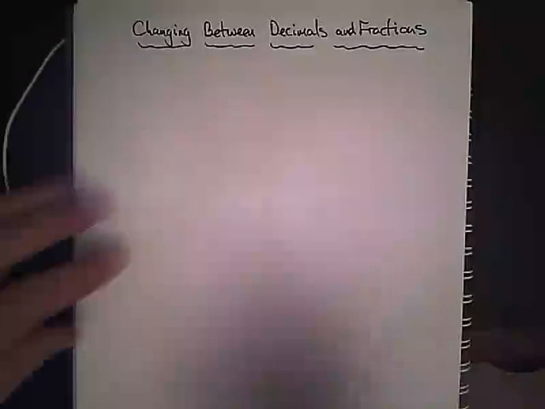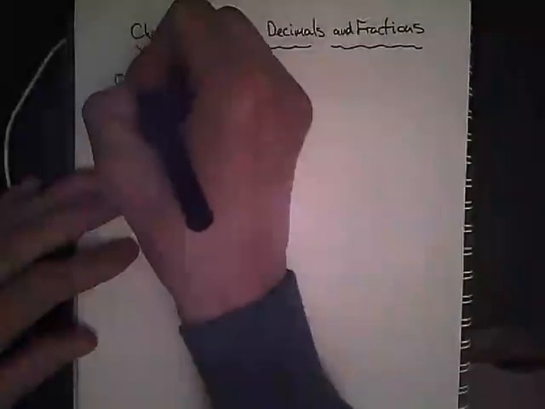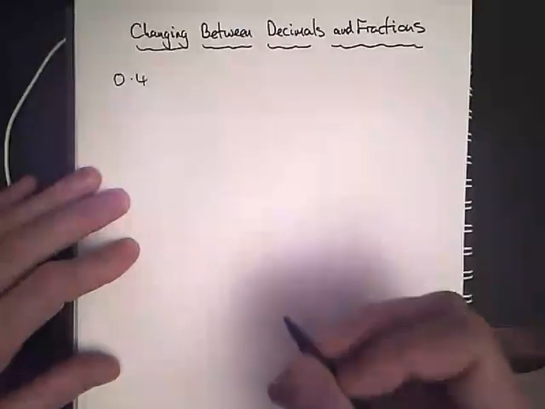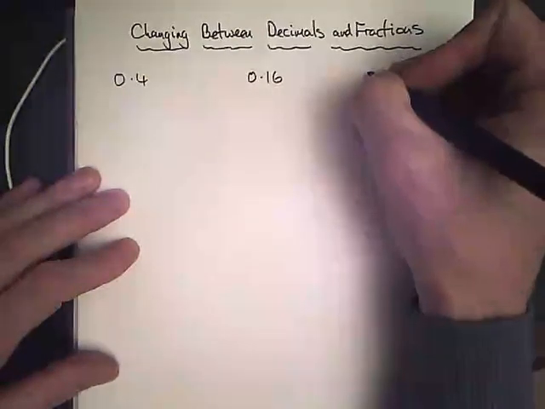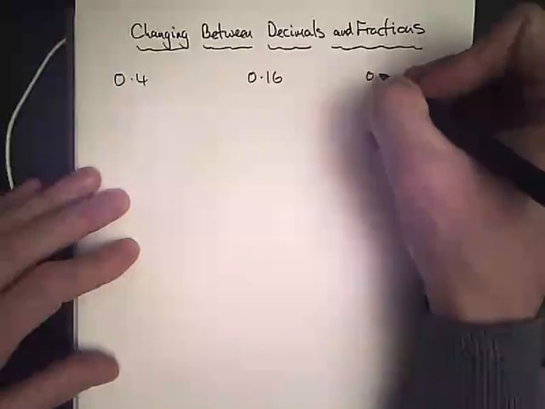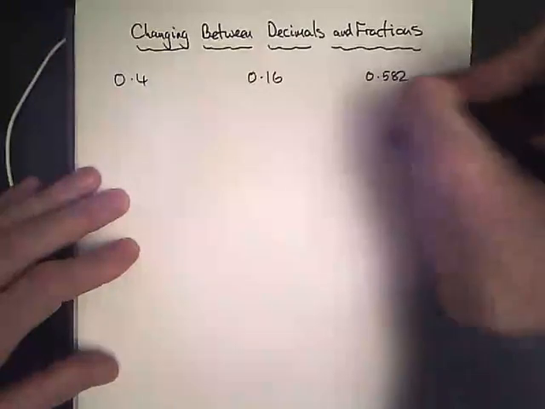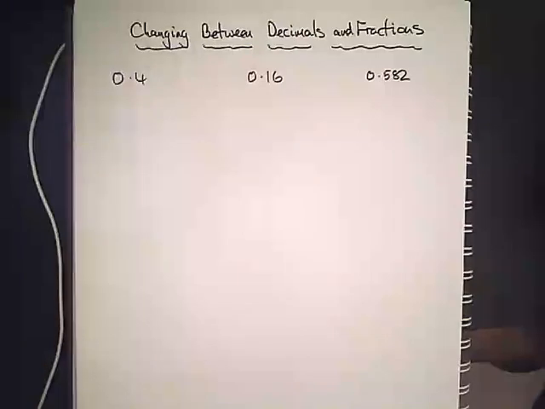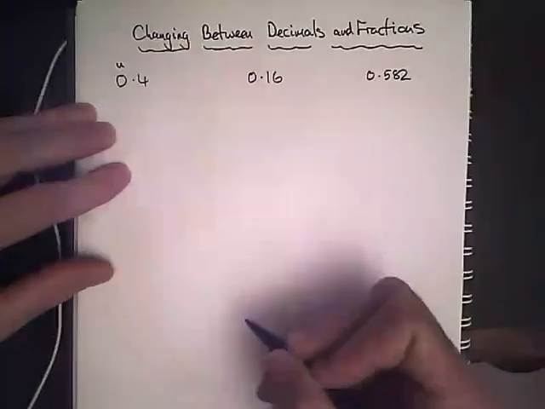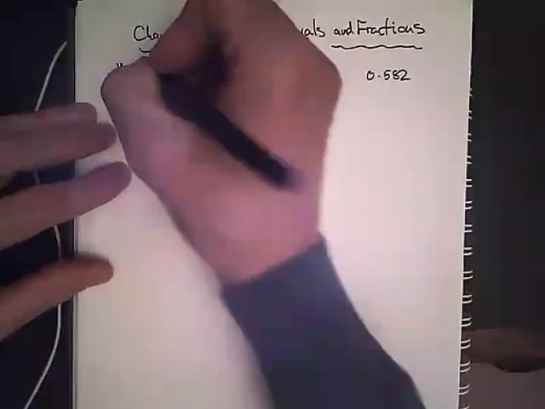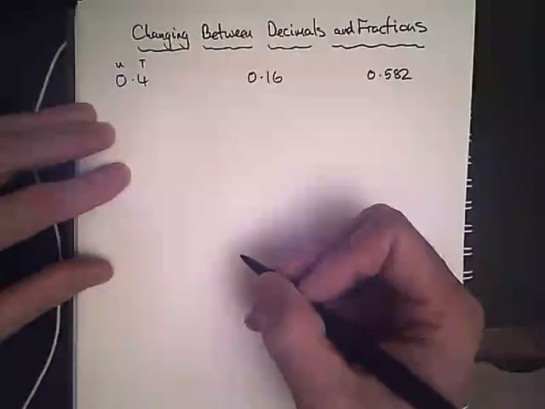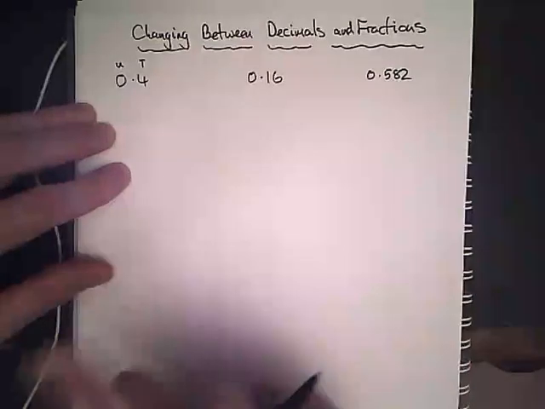All right. So first one, we are going to convert some decimals into fractions: 0.4, 0.16 and 0.582. What we need to remember is we are looking at decimals where we've got units. We have the units here. In the first one, we also have tenths, which are written as 1/10. So let's just focus on the first one to begin with.